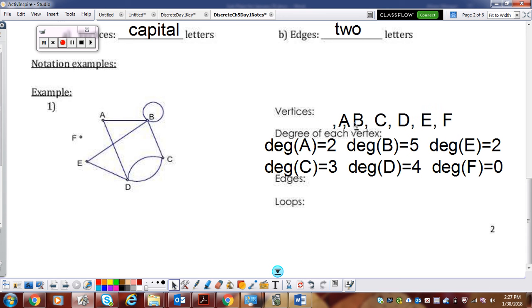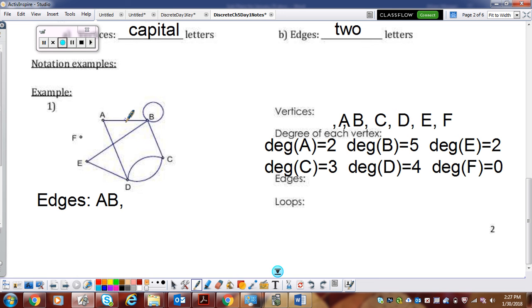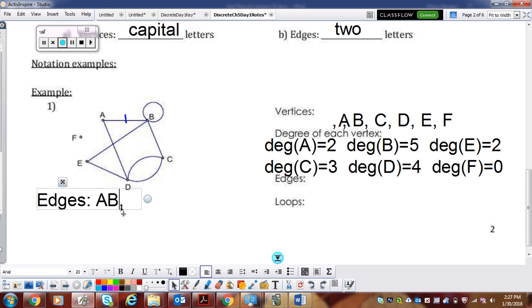Now what we're going to do is talk about the edges. For the edges, I'm going to type it underneath here so we can see where each edge is. Basically all you're doing is listing the lines. So you have to make sure you use 2 letters though. My very first edge we can do is AB. From here to here, AB. Okay, so we did that one. And now the next one that I'm going to write down is, let's see, CD.